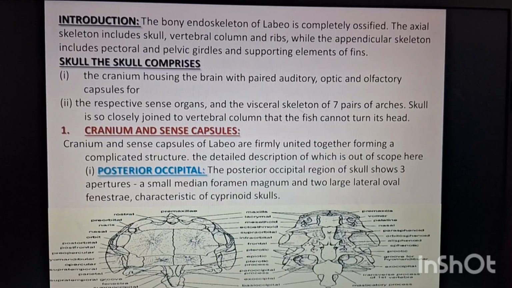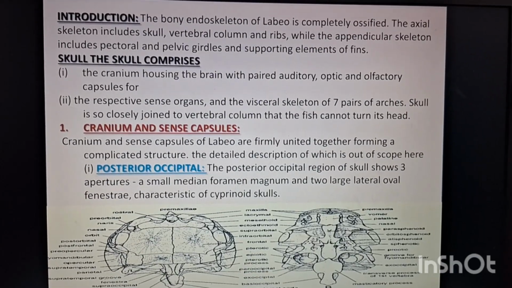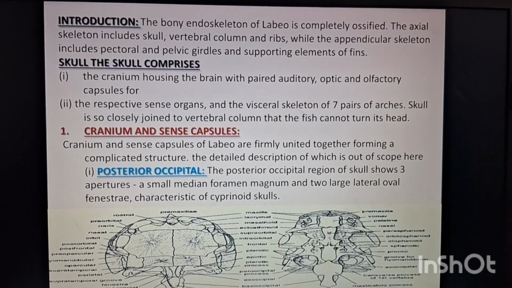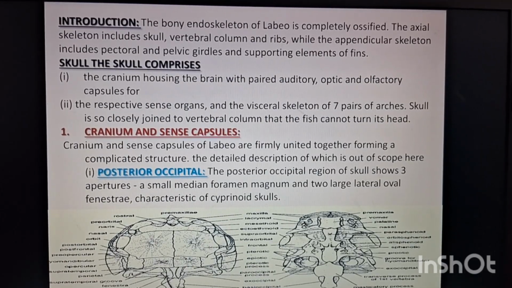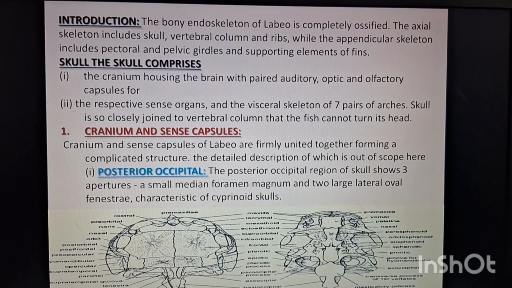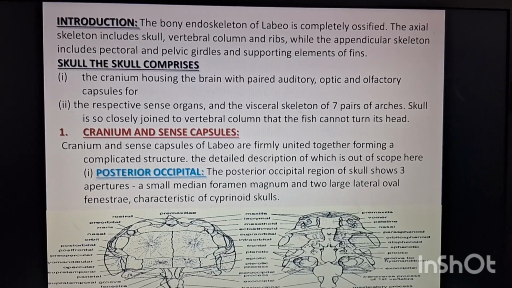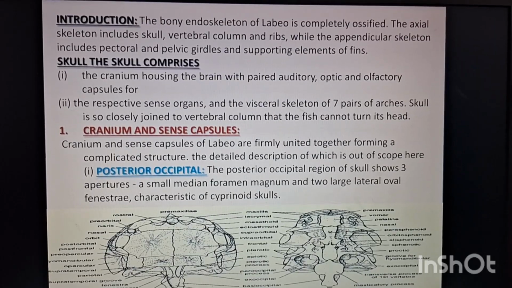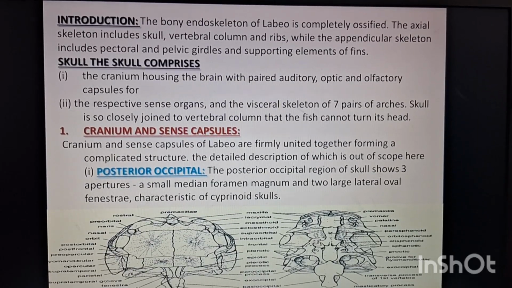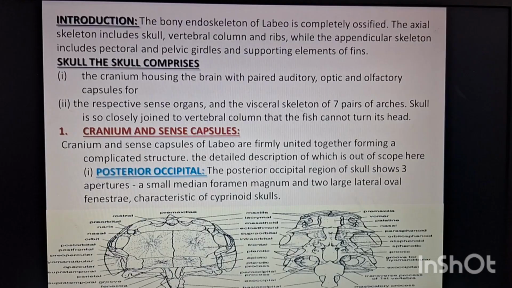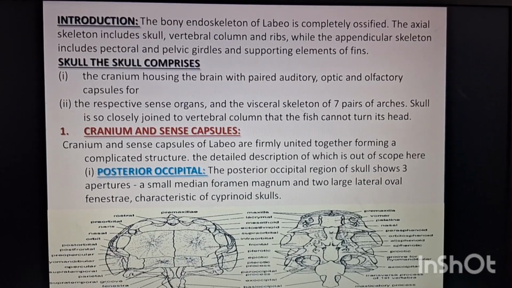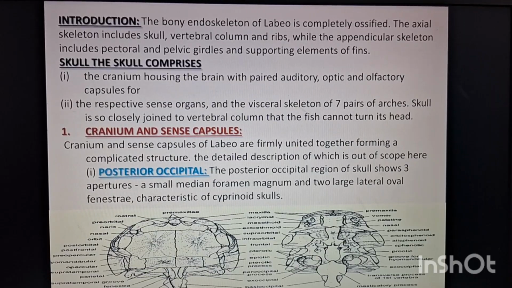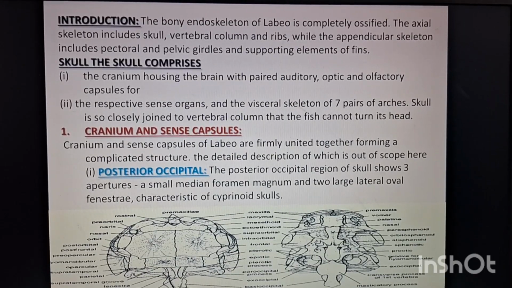The cranium houses the brain, with paired auditory, optic and olfactory capsules for the respective sense organs, and the visceral skeleton of 7 pairs of arches. The skull is so closely joined to the vertebral column that the fish cannot turn its head. First is the cranium and sense capsules. The cranium and sense capsules of Labeo are firmly united together, forming a complicated structure, the detailed description of which is out of scope.